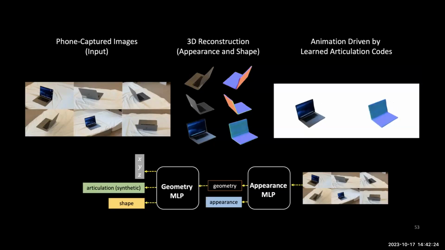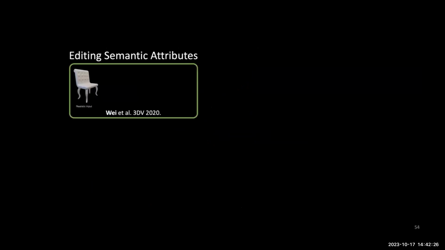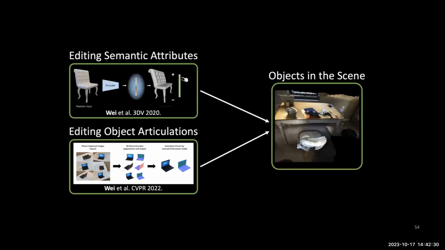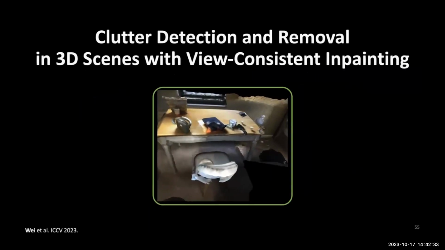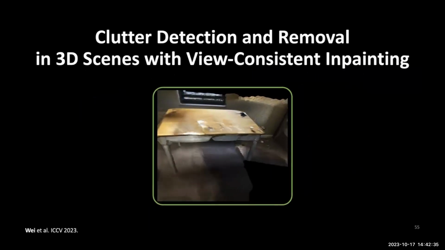So now we have talked about two examples of how to edit single objects. The last project is how to edit the entire scene. In this task, our goal is to remove the clutter objects out of the scene. We call it clutter detection and removal in 3D scenes with view-consistent inpainting.